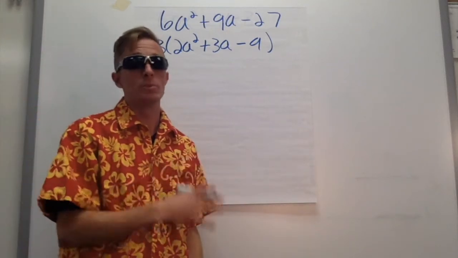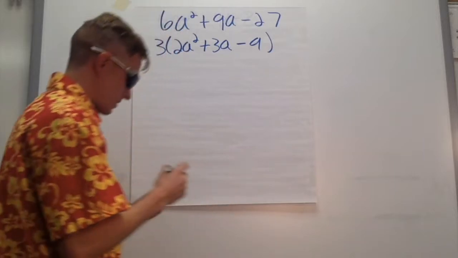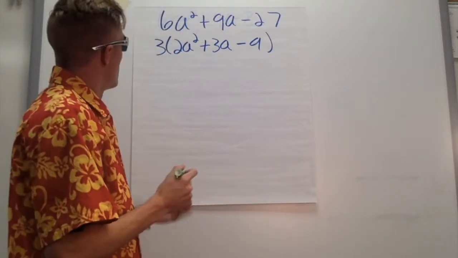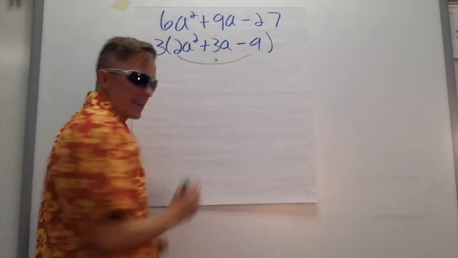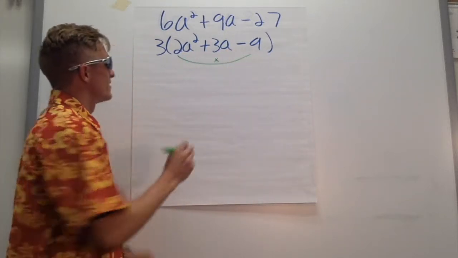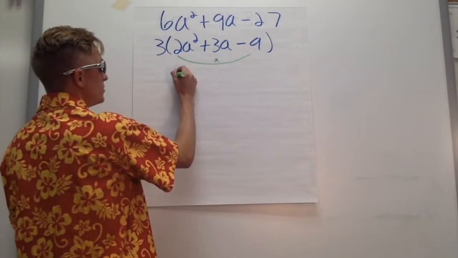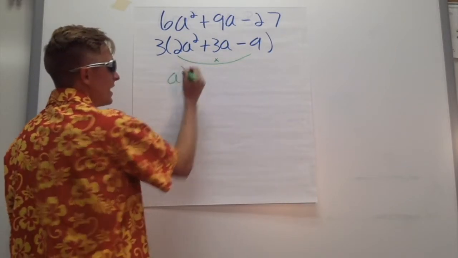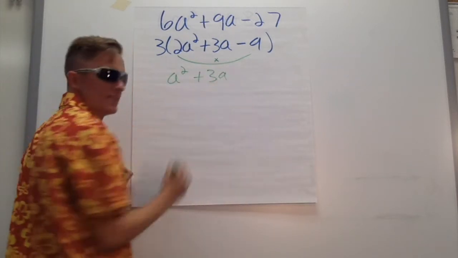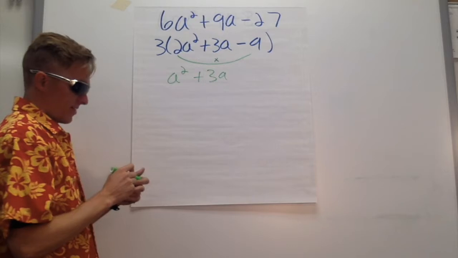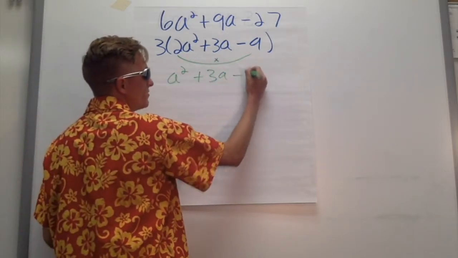Now what we do is we bottoms up, which we learned about yesterday. So let's do bottoms up. 2 times negative 9 is negative 18. So we drop the 2. A squared plus 3a. And then we replace the back number with the product, so that's negative 18.